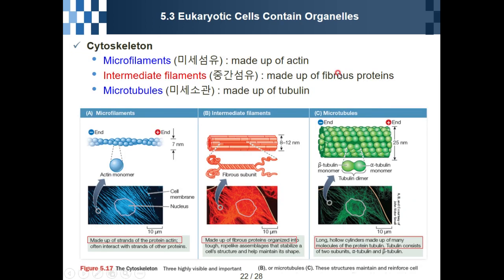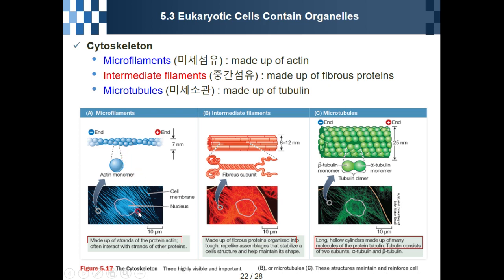Now we also cover the cytoskeleton. The cytoskeleton is composed of microfilaments, intermediate filaments, and microtubules. Microfilaments are composed of actin. Actin plays an important role in cell movement.